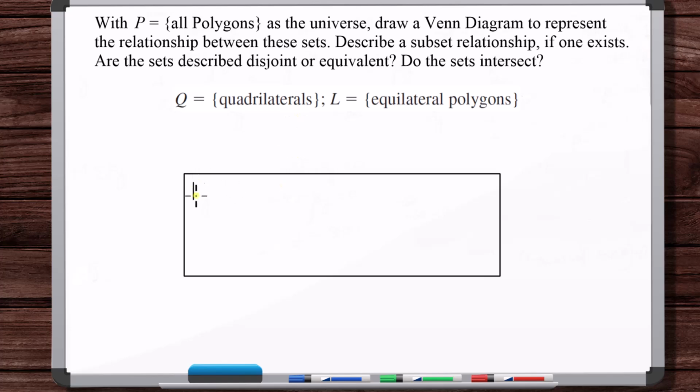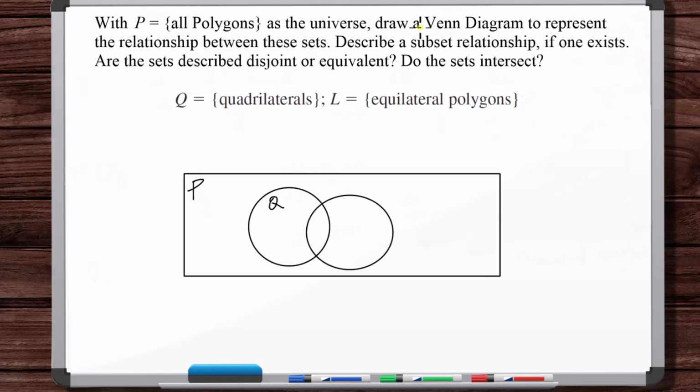Okay, let's see, the set of all polygons. Now we've got the set of quadrilaterals, so four-sided polygons. And how does this relate to equilateral polygons? So not equilateral quadrilaterals, equilateral polygons. Well, these should intersect as well.